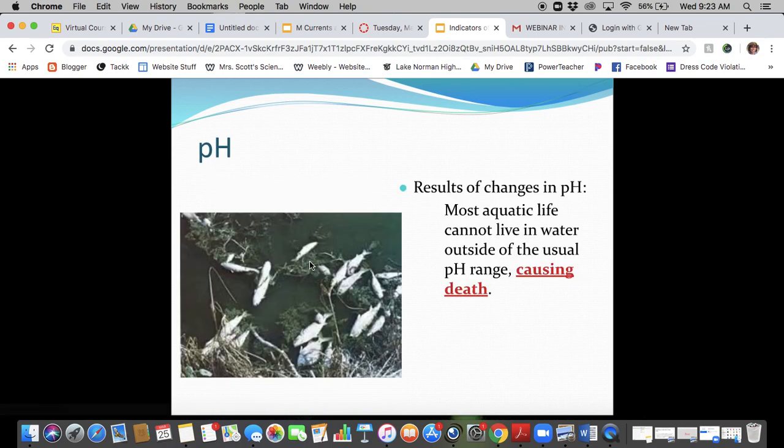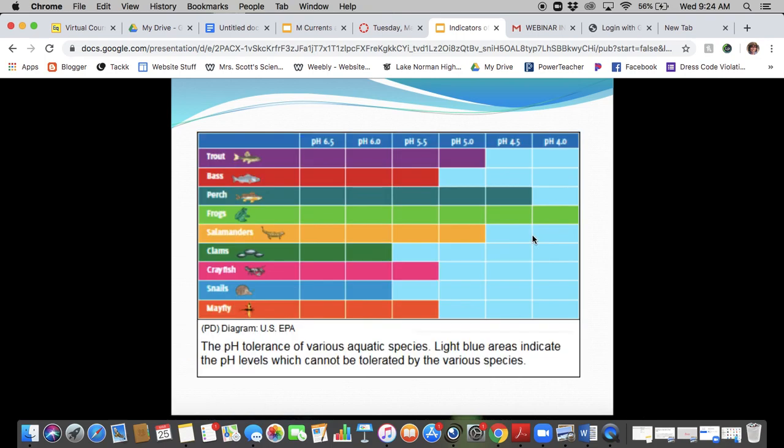How is that going to affect the ecosystem? Most aquatic life lives in a certain pH range. It can only tolerate so much change before their cells start to die. If you take biology, you probably remember something about enzymes and how enzymes denature or break down. If the pH is outside of the range, that's essentially what's happening here. If you haven't taken biology, that was a preview. Here's a nice little graphic that you could see.